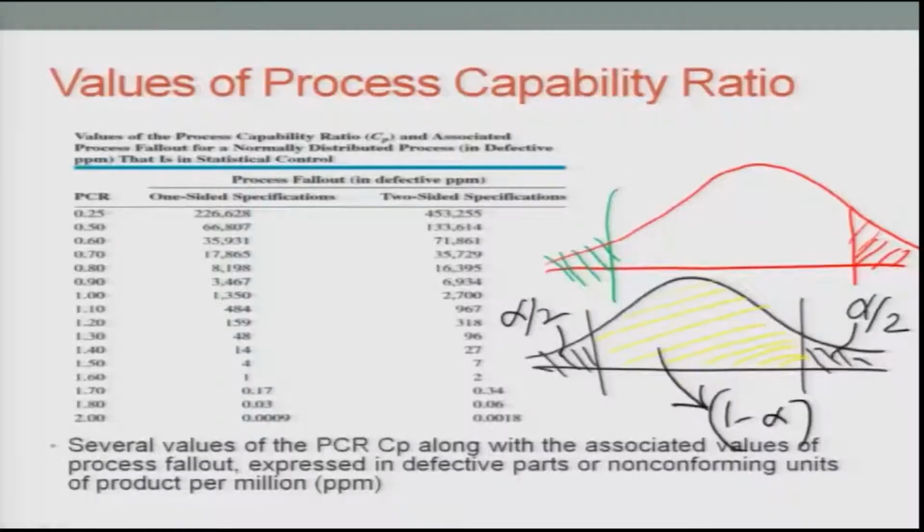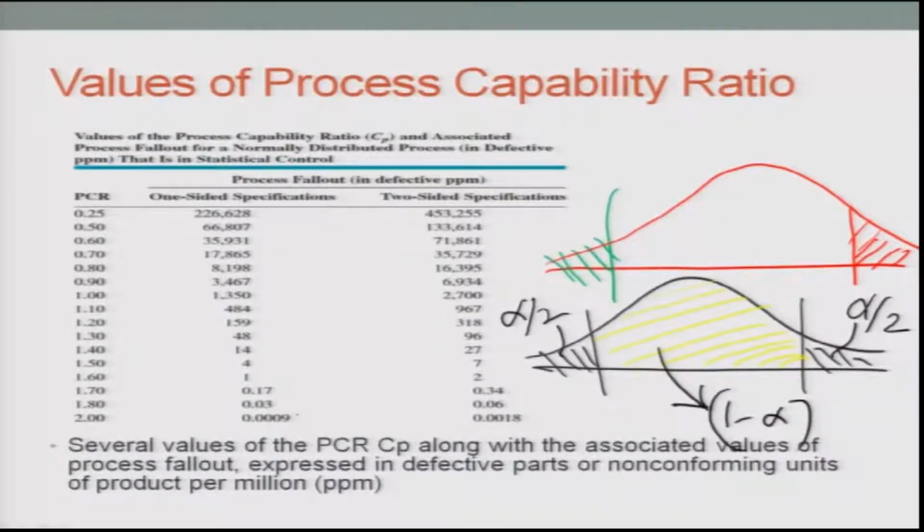So I spent about 10 minutes talking about that, drawing different diagrams, because this was the reason. So you have the process capability ratios given, and the one sided and the two sided specifications are basically given accordingly. Only one thing to remember, the values which you have would be almost twice of each other.